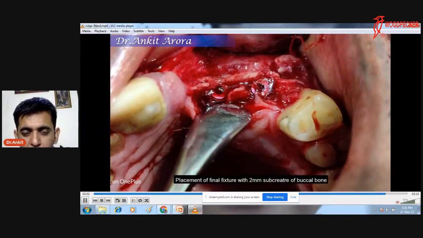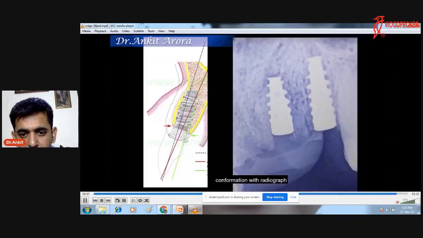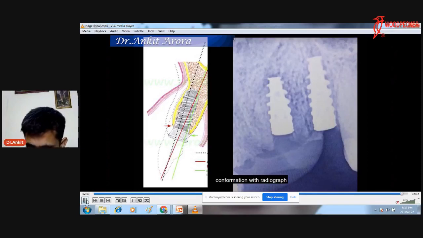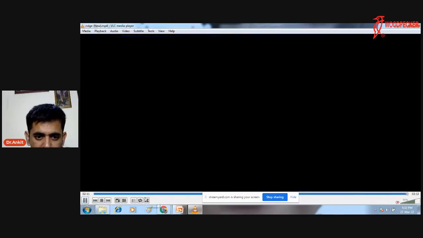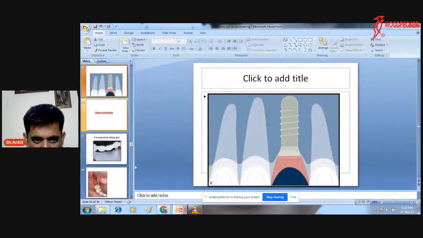So, after making sure the osteotomy is completed, placement of the final fixture is done 2 mm subcrestal of the buccal bone, and this is how we confirm it with a radiograph, right?